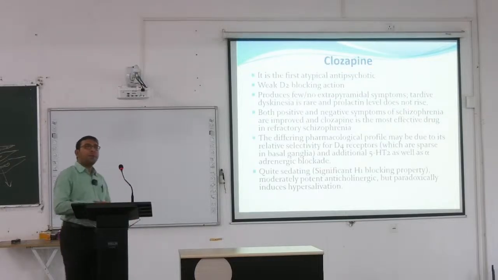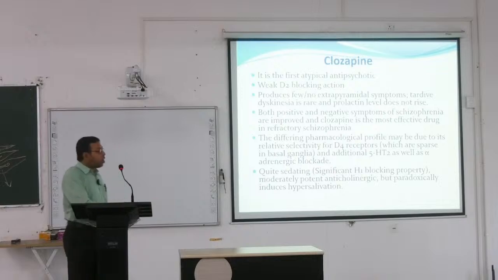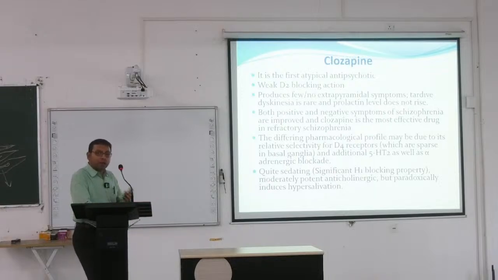Of this, clozapine is very important. Clozapine can come as a short note. It is usually asked in viva also. So it is the first atypical antipsychotic with D2 blocking action, and produces few or no extrapyramidal symptoms. Both positive and also negative symptoms of schizophrenia are relieved to some extent.